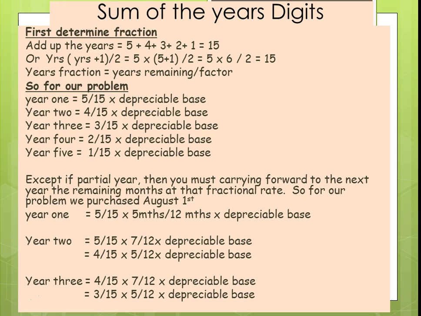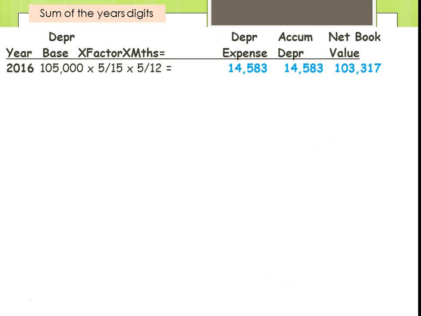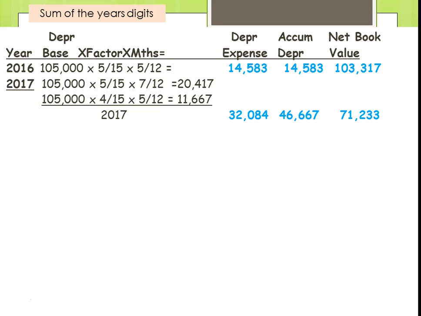So now let's take a look at the problem to see how we would determine our depreciation each year. So for year 1, it's going to be 105,000 times 5/15 times 5 months divided by 12. And that would give us a depreciation expense, our accumulated depreciation, and our net book value. For year 2, what we're going to do is take 5/15 of the 105,000 times 7/12 plus 105,000 times 4/15 times the remaining months of 5/12, which gives us a total of 32,084. Then we're going to do 2018.